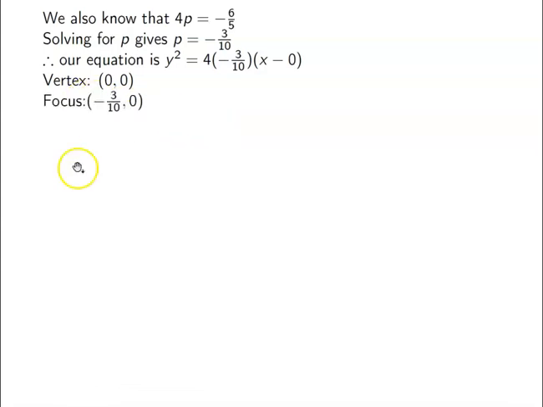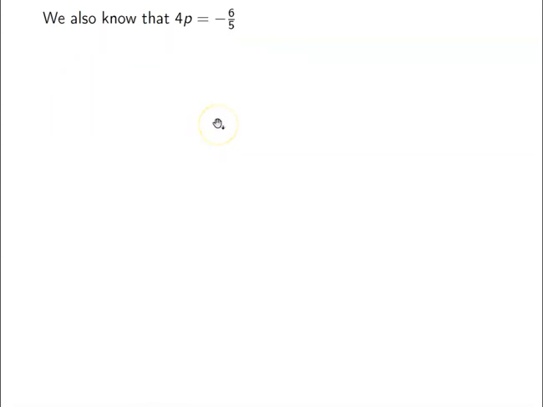Okay, so my vertex is here. My focus is at negative 3 over 10. My directrix is at positive 3 over 10, because remember, it's whatever this is. So my vertex is here, and if I add that to 0, I'm actually moving in the negative direction. And so that means that my focus is here and my directrix is on the other side.